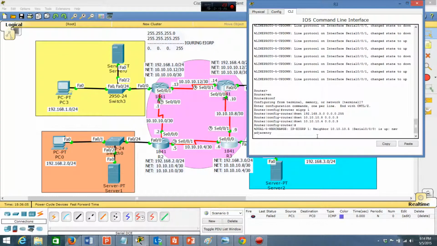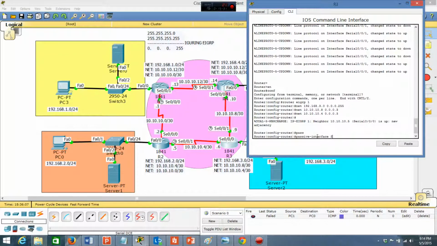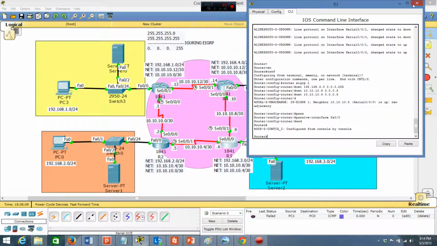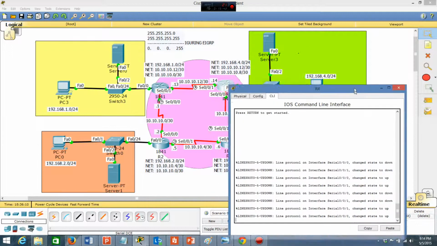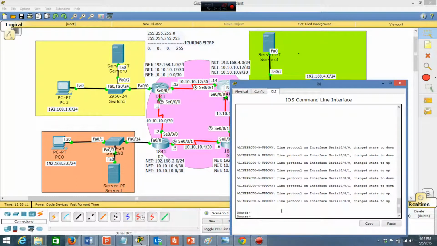Enter. Now we have an adjacency set again. We do passive interface f0/0 and enter. We do end. Okay, that is it. Next we're going to do the same for router 4, and that will be the conclusion of our EIGRP configuration.